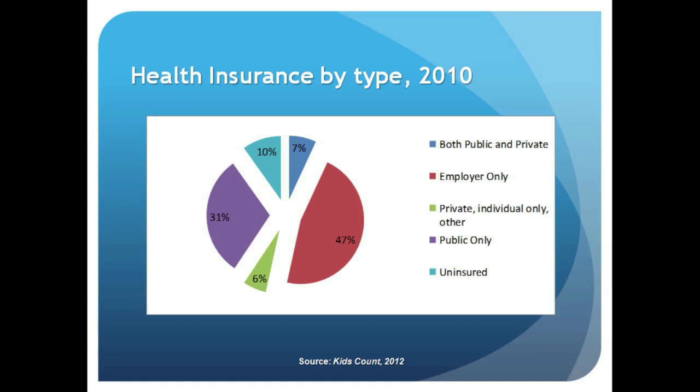A breakdown of insurance for children, all children, not just children below poverty, but all children. And you can see that most children are covered by employer-provided health insurance. About 31% of children are covered by some sort of public insurance, which would include Medicaid or CHIP.